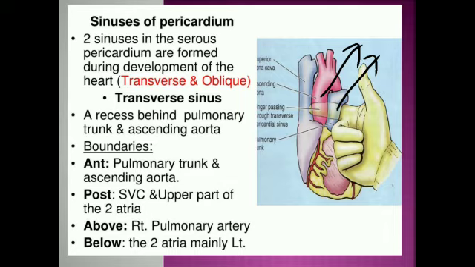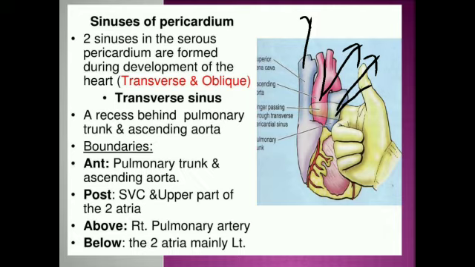Anteriorly, it is related to two vessels: one is the pulmonary trunk, and the other is the ascending aorta. Posteriorly, it is related to the superior vena cava and the upper part of the two atria. Above is the right pulmonary artery, below are the atria, mainly the left atrium. This is the transverse sinus.